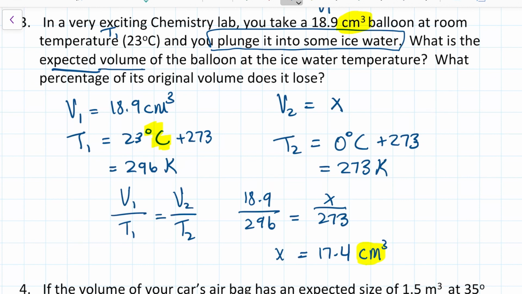And in this one, I can only have 2 sig figs in my final answer because of this. Whoops, I thought that was highlighted. That's 23. So my answer would be 17 centimeters cubed.